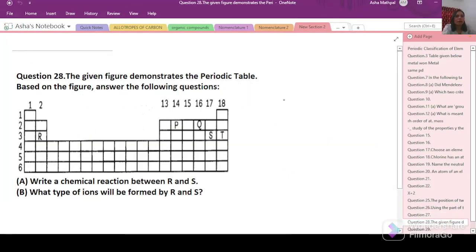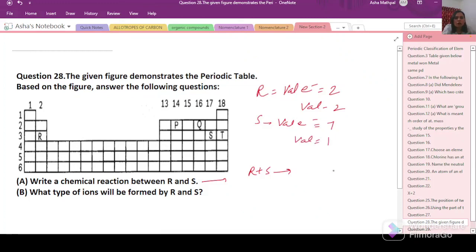The given figure demonstrates the periodic table. Based on the figure, answer the following question. Write a chemical reaction between R and S. So you will have to find a chemical reaction between R and S. For that you will have to find the valency. Now R is in group 2, so the valence electrons will be 2 and the valency is also 2 here. S is in group 17, so valence electrons are 7 here and valency is 1.